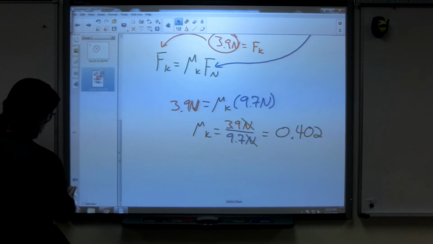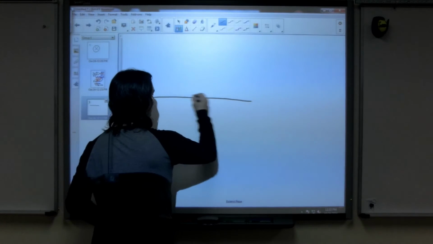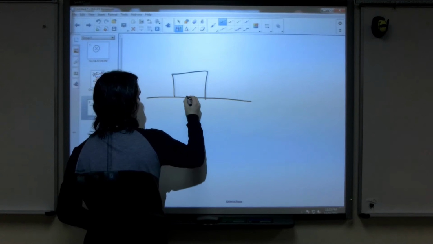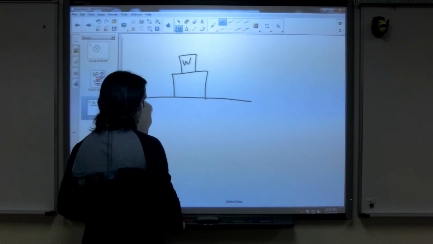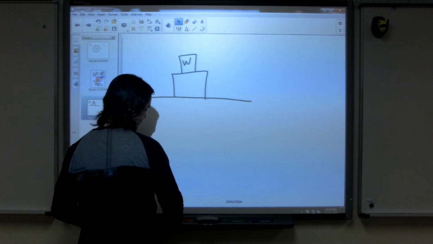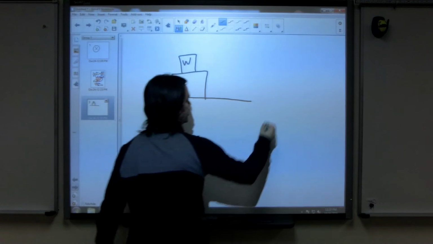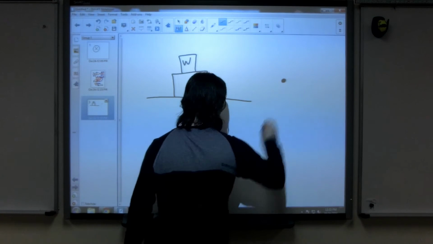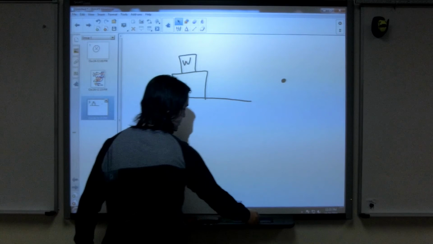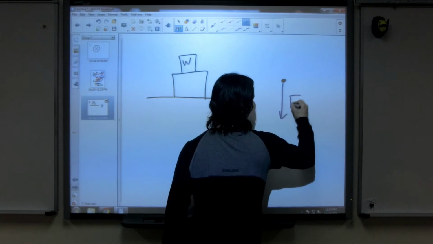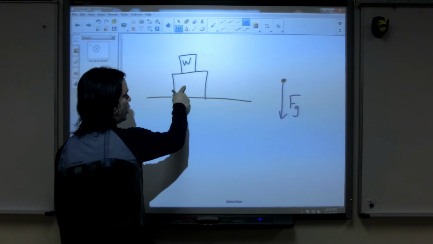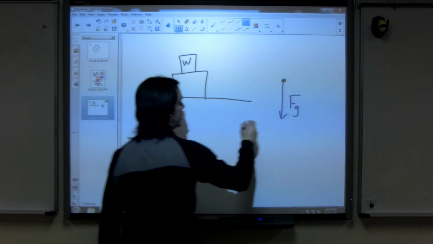Okay, so if it helps, draw a picture. I have the same block that we had before, and now I've put another block marked W on it. Now here's where we're going to want to draw our free body diagram. Again, we've changed things. I've got the following. I still have the force of gravity pulling down on the first block that I'm looking at.